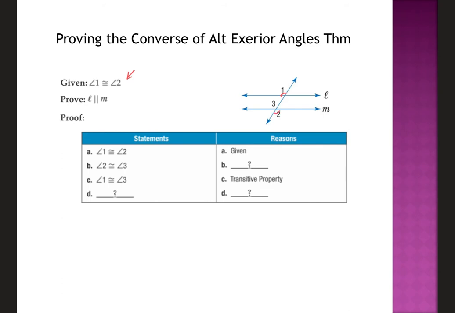Now I can hear you guys through the camera. Miss Stockton, those are alternate exterior angles, therefore those lines must be parallel. Okay, yes, they are alternate exterior angles. However, we are trying to prove that theorem. Therefore, we can't use that theorem. When you're trying to prove something, you can't use it in the actual proof. That's like using the word in the definition. But very good catch if you did see that immediately.